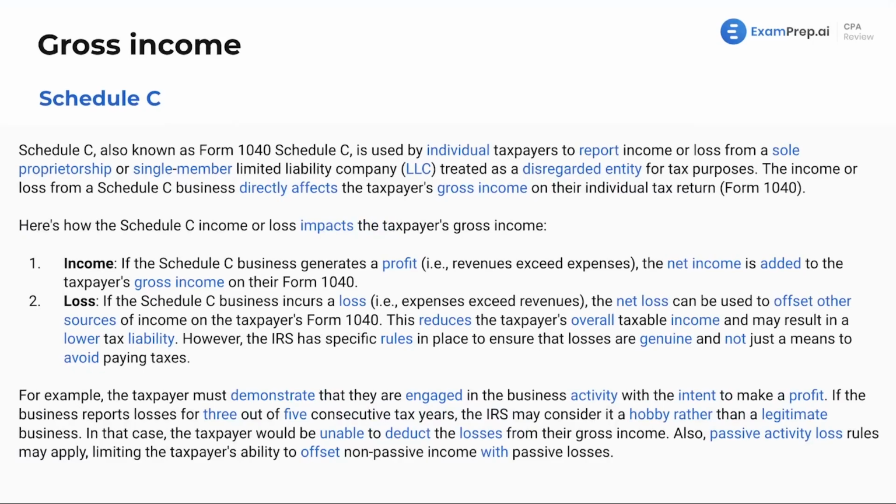Time to dive into the Schedule C. This is going to be pretty important. Now, the Schedule C, also known as Form 1040 Schedule C, and why is that? Well, because all these schedules are a part of the Form 1040. So Form 1040 does have a face. What we call the face is the main page, page number 1 of Form 1040.